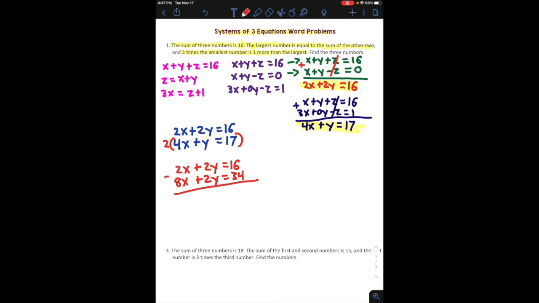Subtracting is going to give us negative 6x. The y's will cancel out.